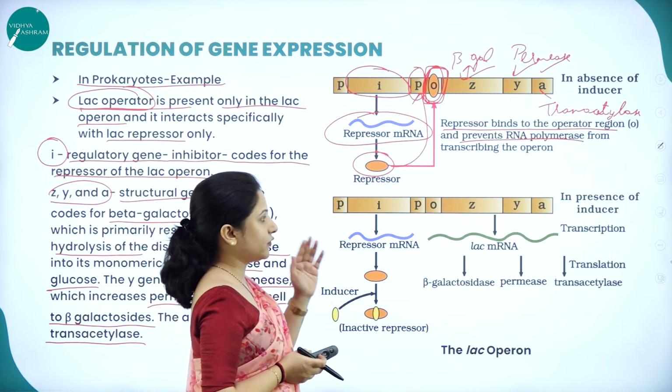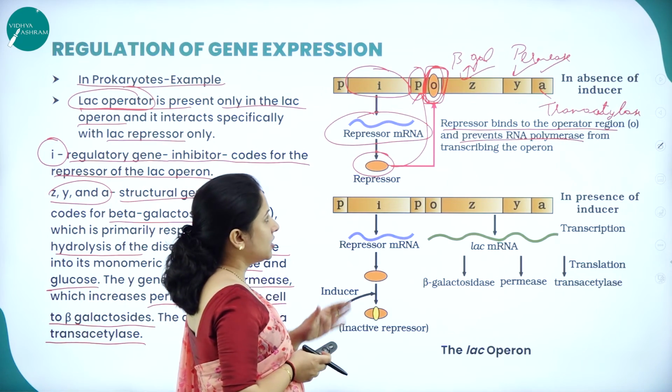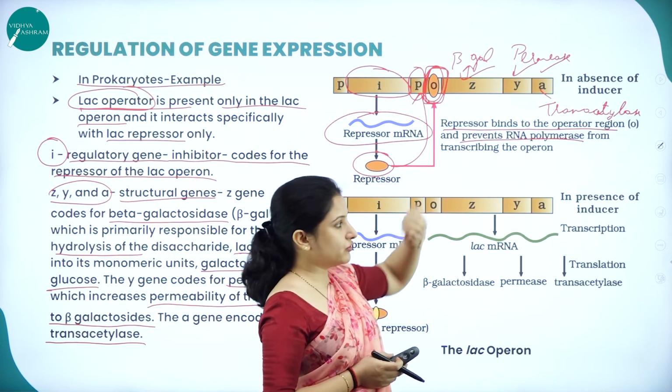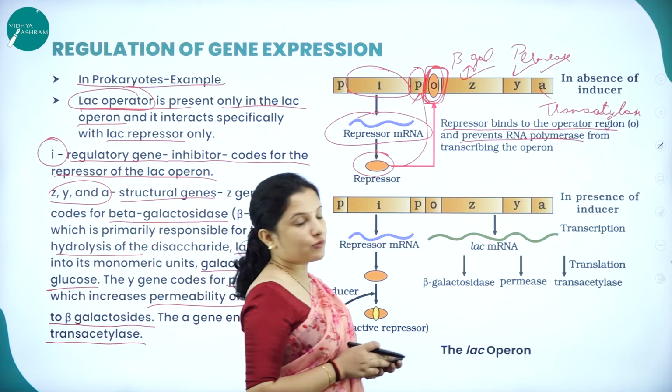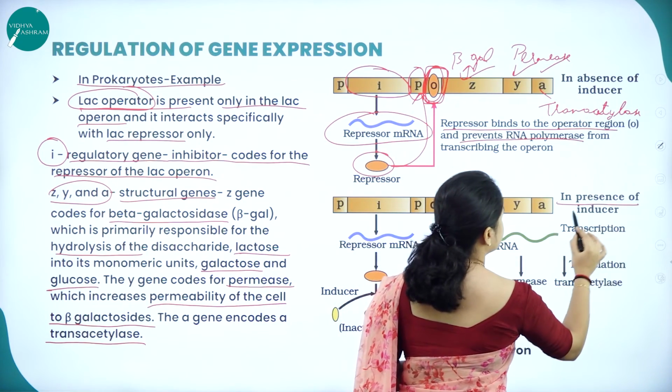Now on the other hand, we'll take another example. This was in the absence of an inducer. Now, if an inducer is there, what will happen? We shall look into that, in the presence of inducer.